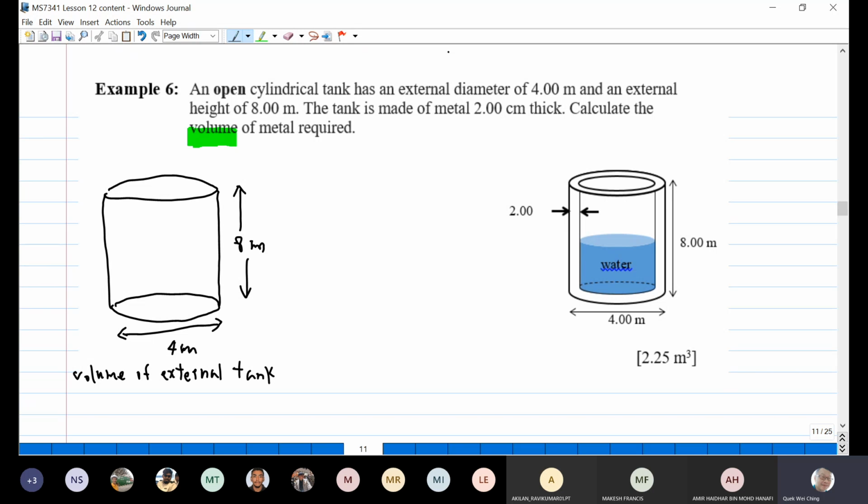The formula for volume of external tank is pi r squared times height. The r is equal to 2 now because diameter is 4. So this is pi times 2 squared times height is 8 here. So this will give you 32 pi, 4 times 8 times pi. So 32 times pi, then equal, and how much is that? It's 100.53.